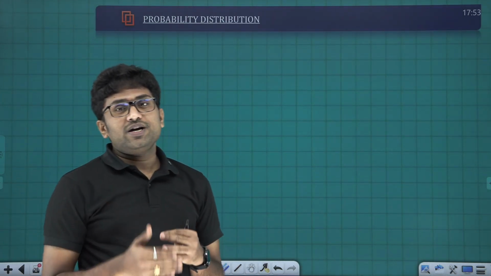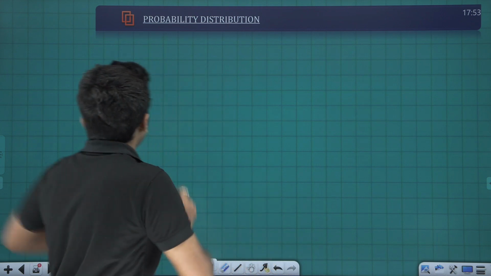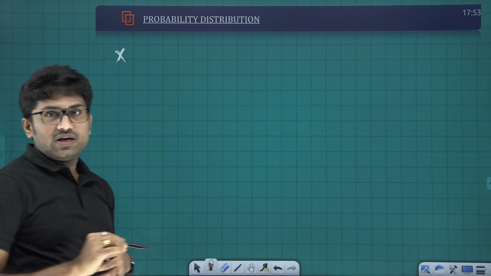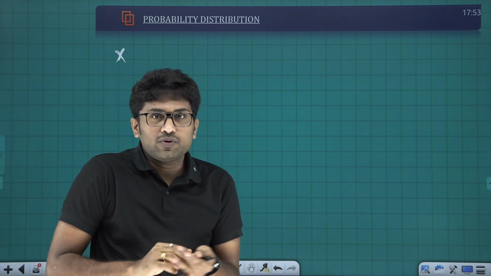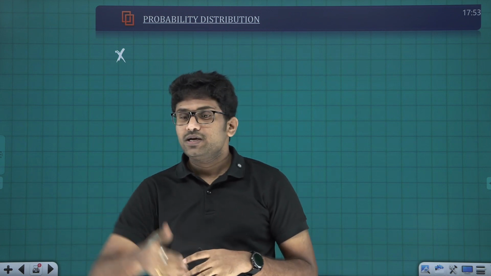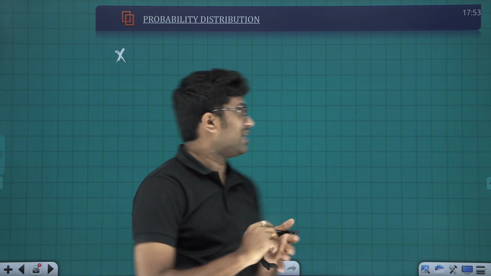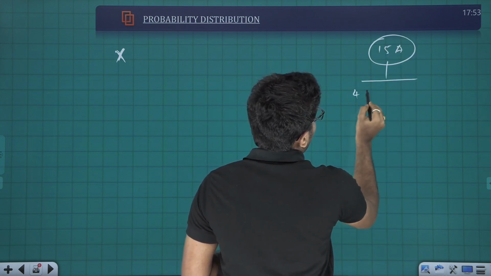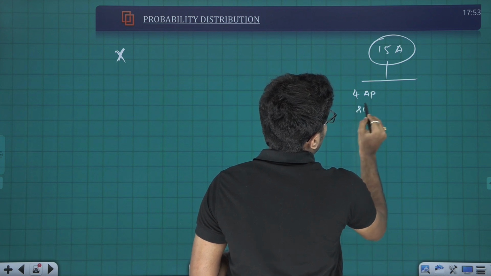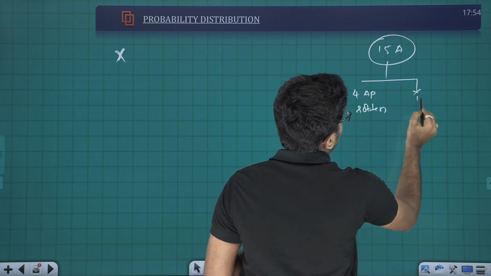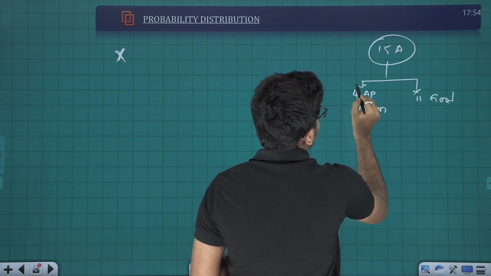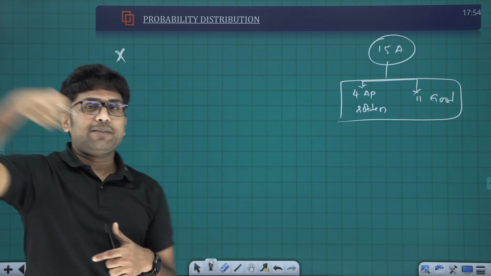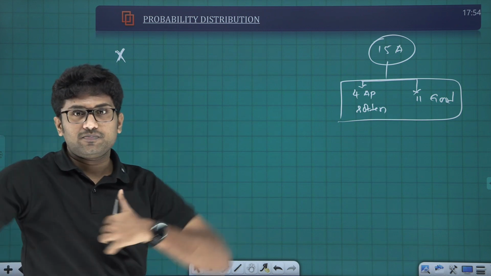probability distribution. In probability distribution, we will have a random variable. Let's say we denote the random variable with x. Suppose there are 15 apples, a box contains 15 apples, friends. In that, let's say 4 apples are rotten and 11 are good. This is the case we have. Now we are drawing 4 apples from that box.